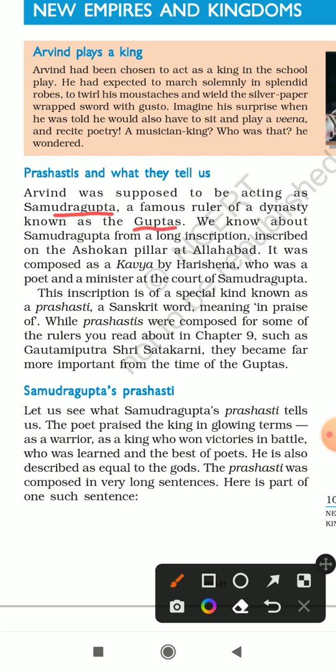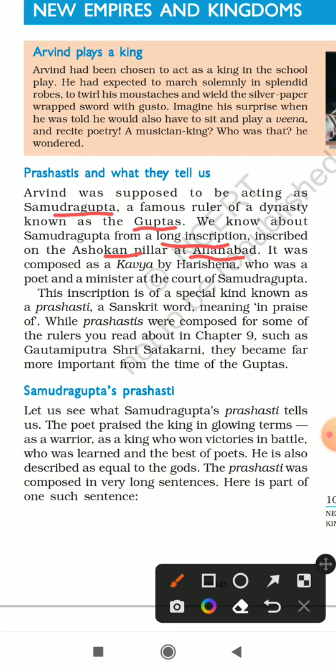We know about Samudragupta from a long inscription. We all know that archaeologists study different types of sources, which also include inscriptions. These inscriptions were written by people who belonged to a long time back. This inscription was inscribed on the Ashokan pillar at Allahabad. On this pillar there is an inscription written about the king Samudragupta. From there we come to know about him.